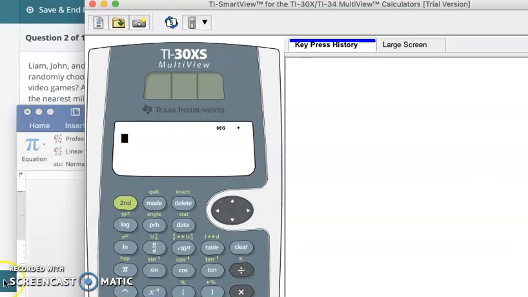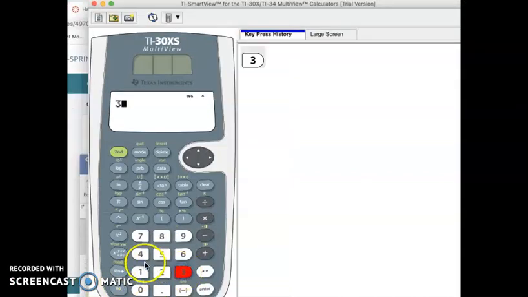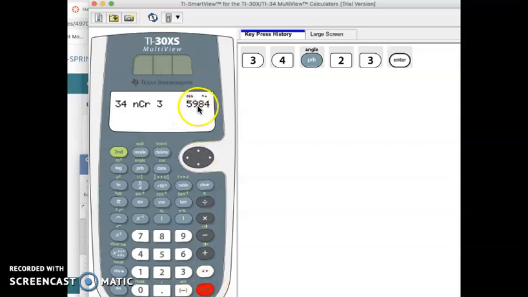Let me expand this window here. I expanded the window. It's 34 choose 3. Remember, I think I talked about this in another video, how to find your combination. Click PRB, and then it's option 2 here. Depending on your calculator, it's going to vary how to find that combination. If you have trouble finding that on your calculator, just give me a holler and I can give you a hand. We're choosing 3. So your answer is 5,984 for your denominator.